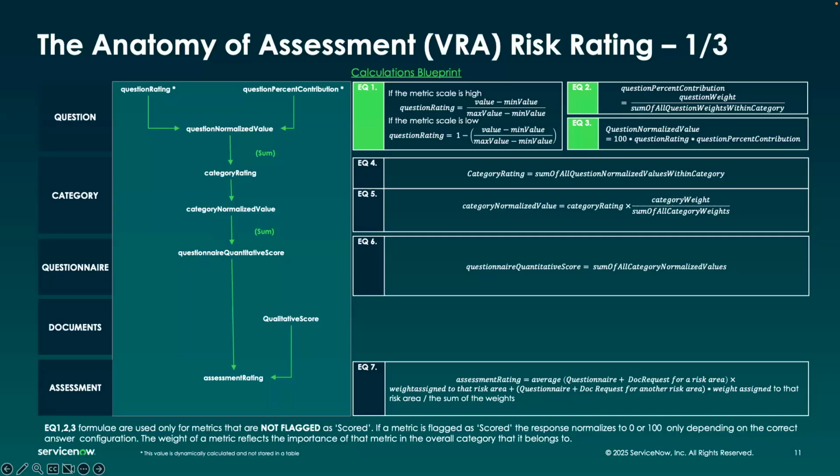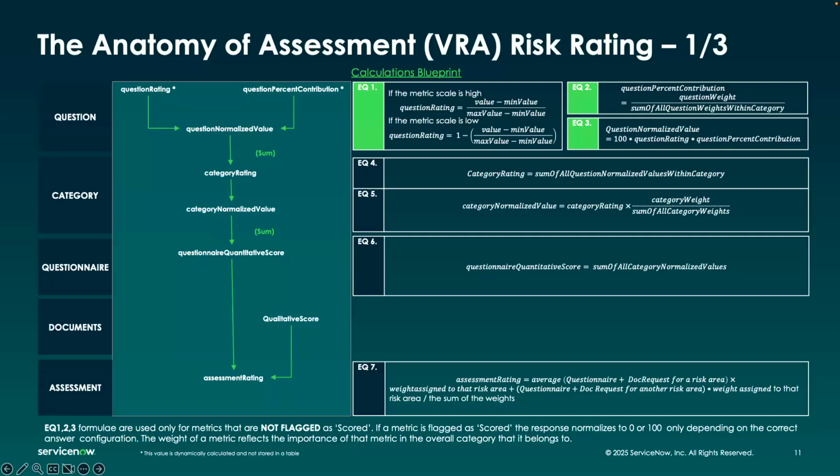Category normalized value. Just like with questions, we normalize the category rating by considering the weight of each category. The calculation basically is a multiplication of the category rating with the weighted average of the category. This enables comparison between different categories, especially when some are more important to the risk context than others.